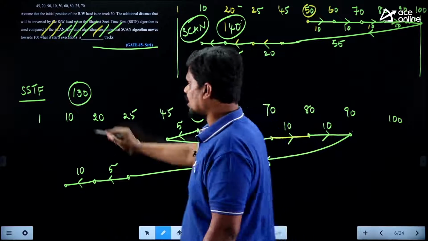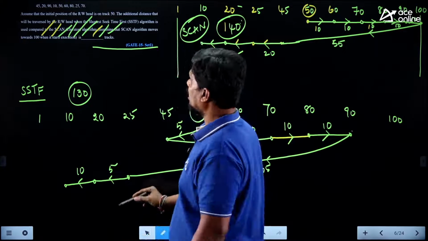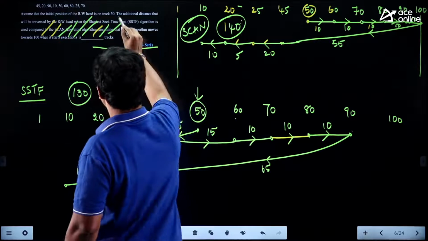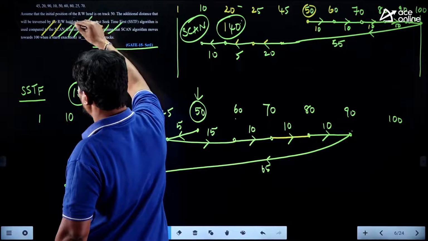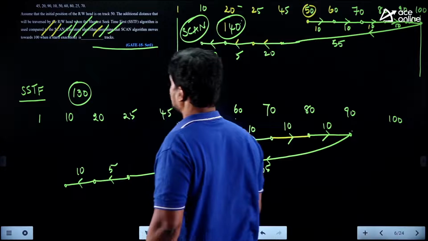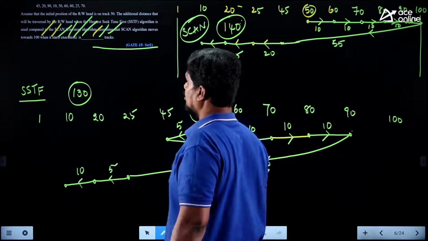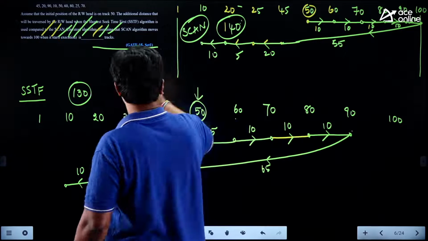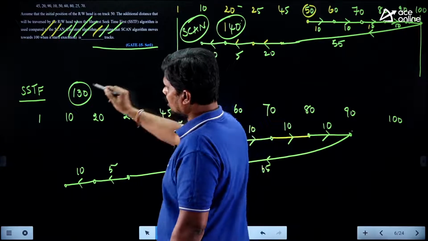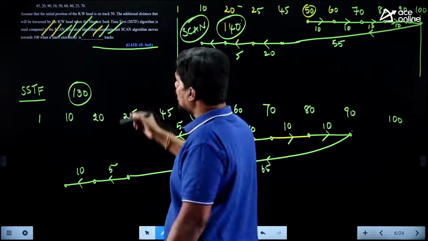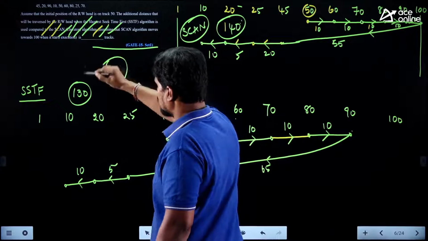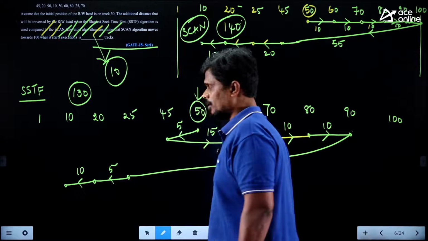With the SSTF, we are having 130. So what is the question saying? The additional distance that will be traveled by the disk head when the shortest seek time first scheduling algorithm is used, compared to the SCAN algorithm, what is the additional distance? Here you are having 140, here you are having 130. It means 10 tracks is the additional distance. So 10 is the answer for this question.